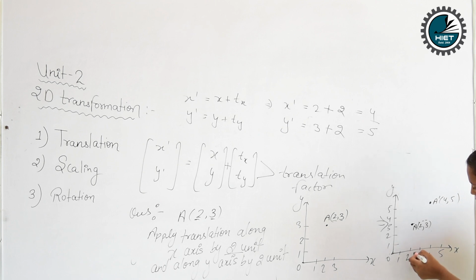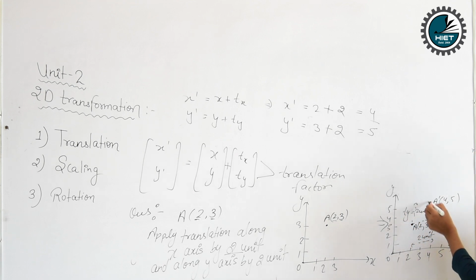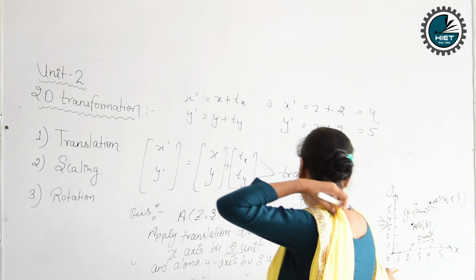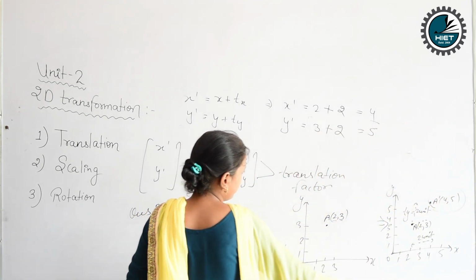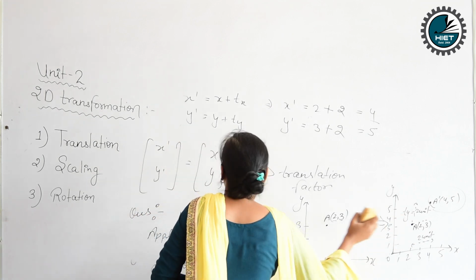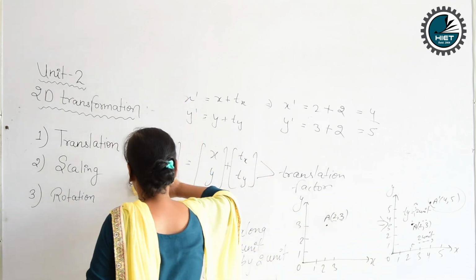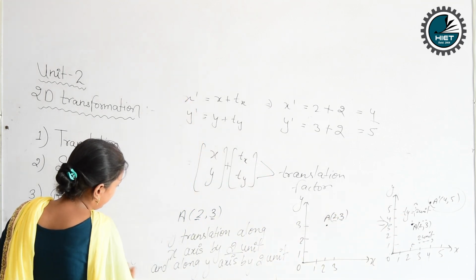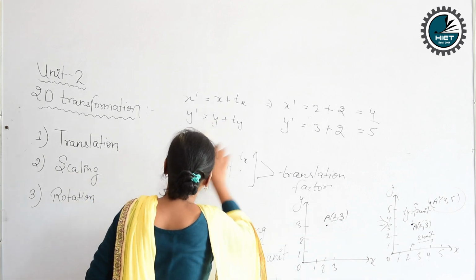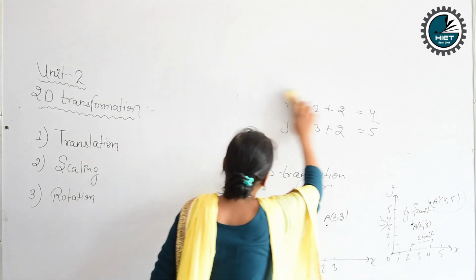We are following Tx equals 2 units and Ty equals 2 units. So the new coordinate is rearranged, shifting along the x direction and y direction accordingly. That's the translation, and the next topic is scaling.